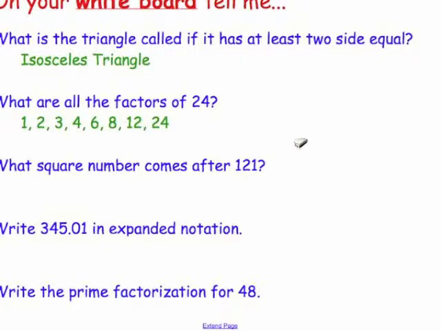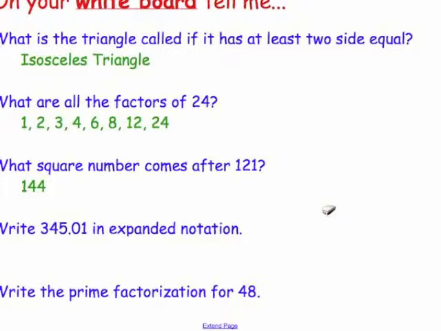What square number comes after 121? Okay, so you can use your chart for this one. 121 is actually 11 times 11. So we need a number that's just after that. So we're going to try 12 times 12. And that will give us 144.